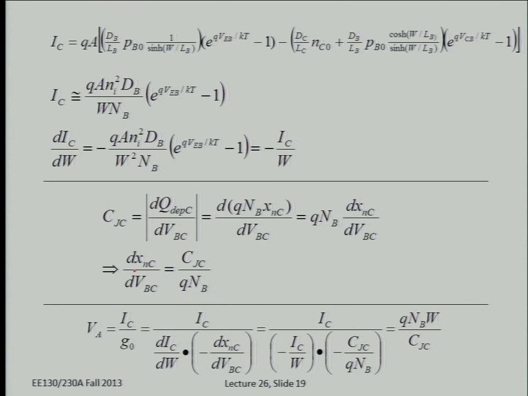This is the same equation as we wrote on the earlier slide, but now we're assuming this is a narrow base. So it's a simpler equation, and we're assuming that this term is negligible, that the current contributed by that reverse biased collector junction is negligible.